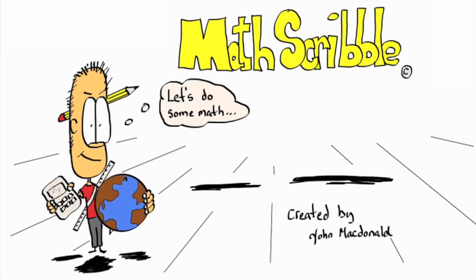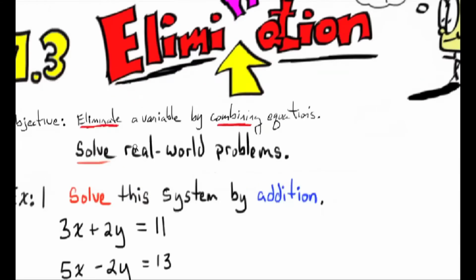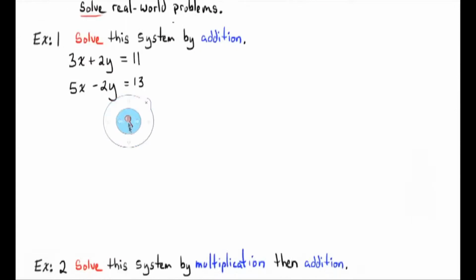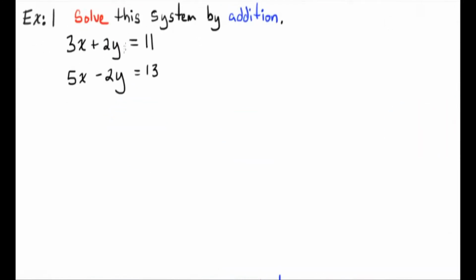In this video, we will be solving systems of equations by the elimination method. Example 1, solve the system by addition. So I have two equations. They are both in standard form. The x's, y's, the equal, and the constants are all lined up.